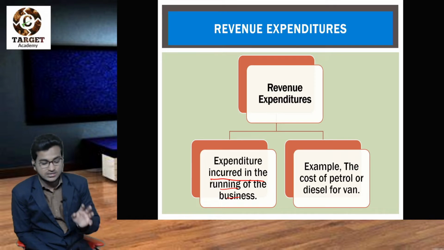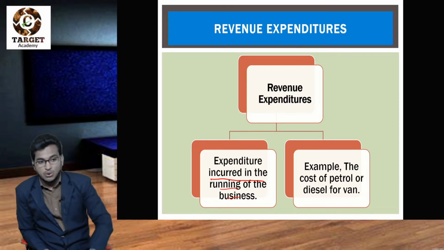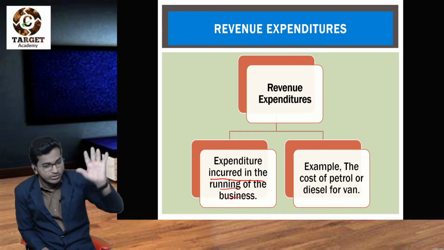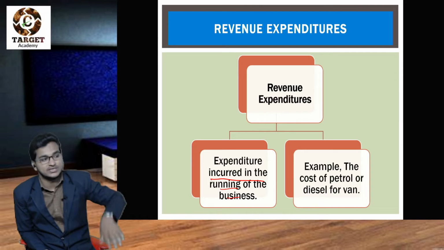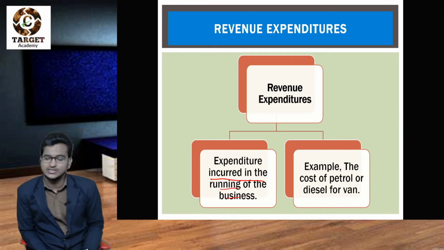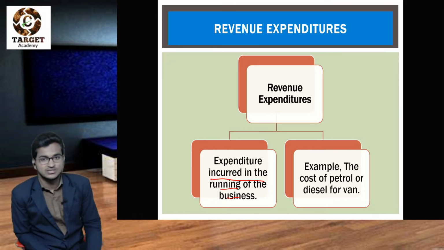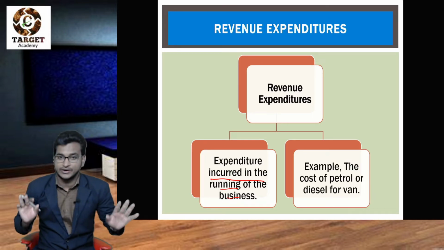So the best example is salaries. I will give you one more clue. Whatever items come under the P&L account debit side or trading account debit side are revenue expenditures. You can take salary, rent, interest, electricity bill, water charges, gas charges. All these are revenue expenditure because they are necessary for running the business. I hope you got my point.